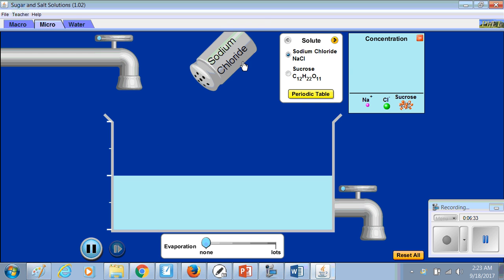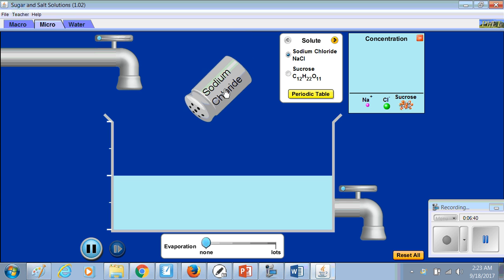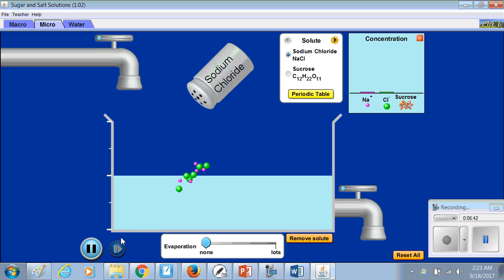So if I have salt, which is sodium chloride, and I put that into a beaker of water, immediately when I put sodium chloride into water, the green and the purple dots split from each other. And that splitting, hopefully you'll remember from net ionic equations, is called dissociation. The positive and the negative charges dissociate or separate from each other.